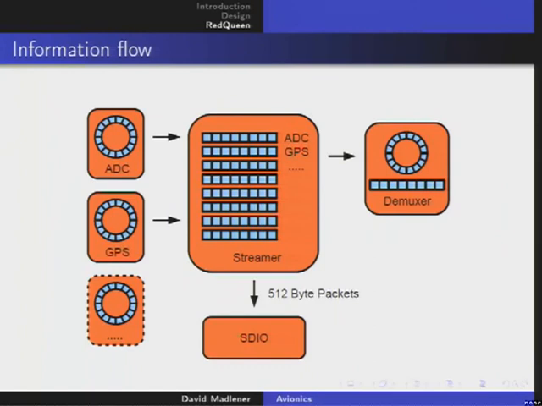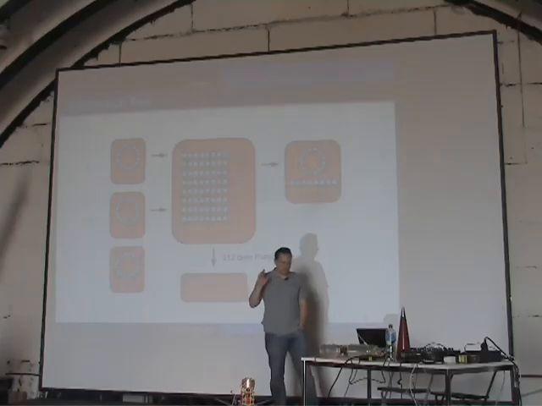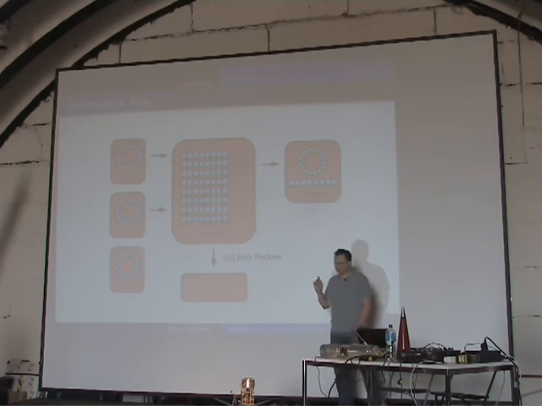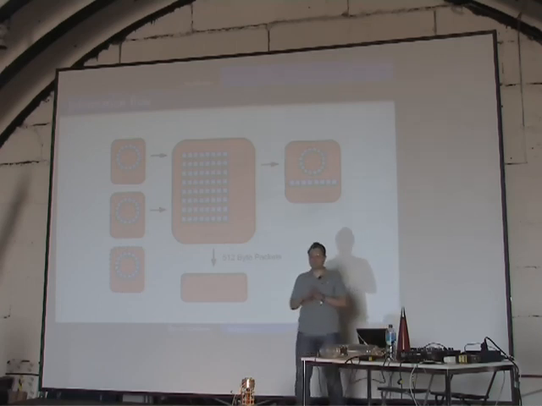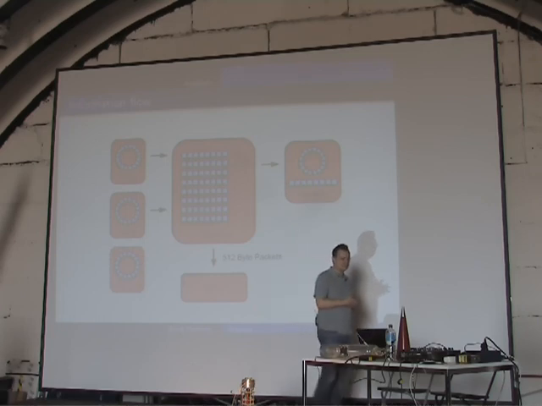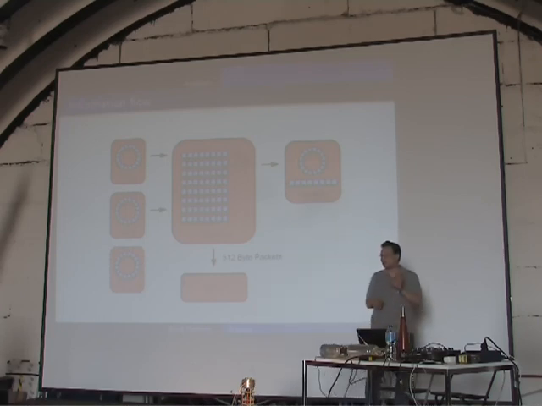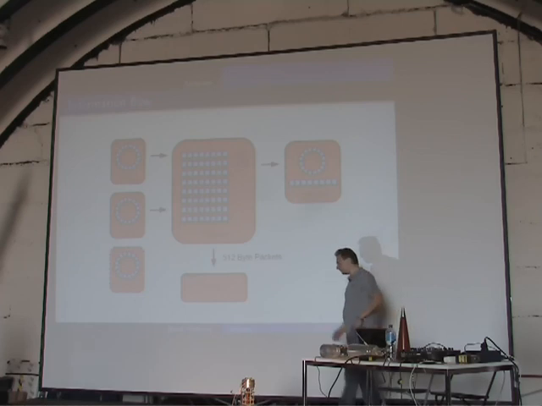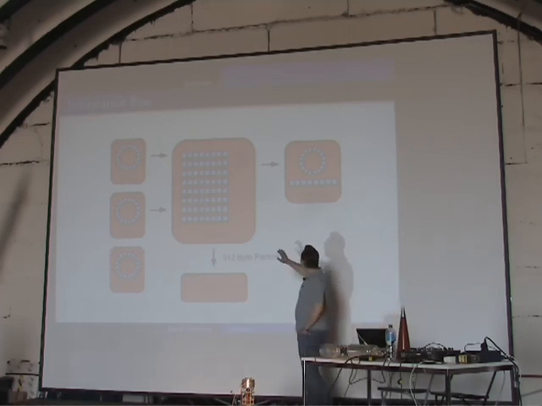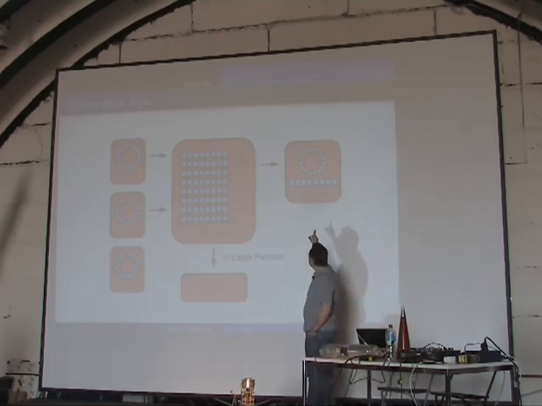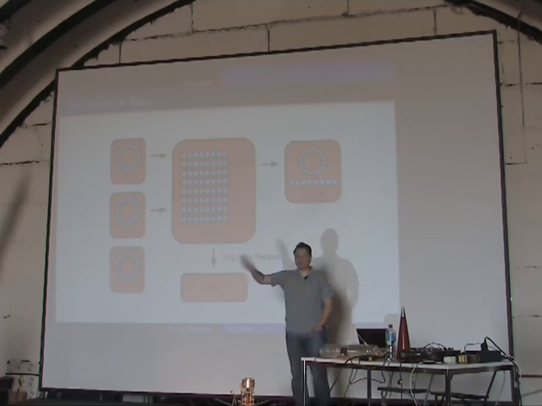And after this happens, the streamer parses the linear buffers and looks for so-called sentences. We use the same format like the GPS, the NMEA sentences. So it starts with a dollar sign and ends with a carriage return line feed. And then it puts it into the demuxer, and from there it goes to telemetry out.